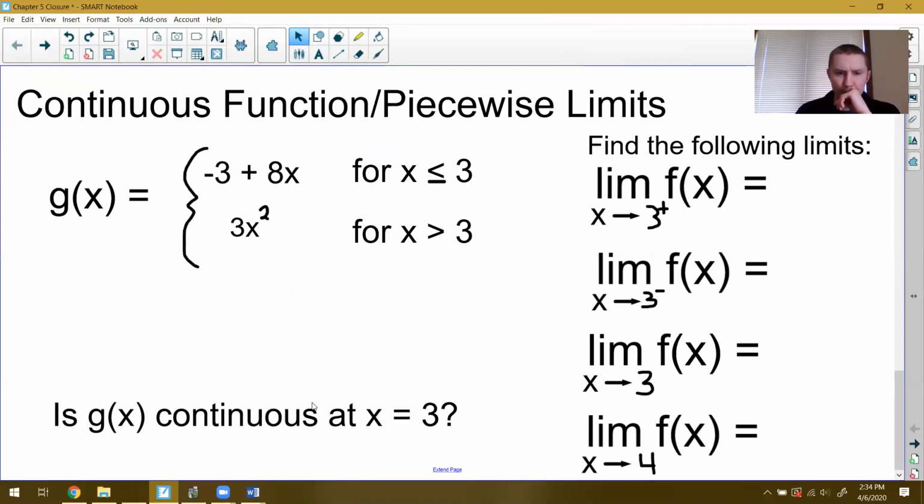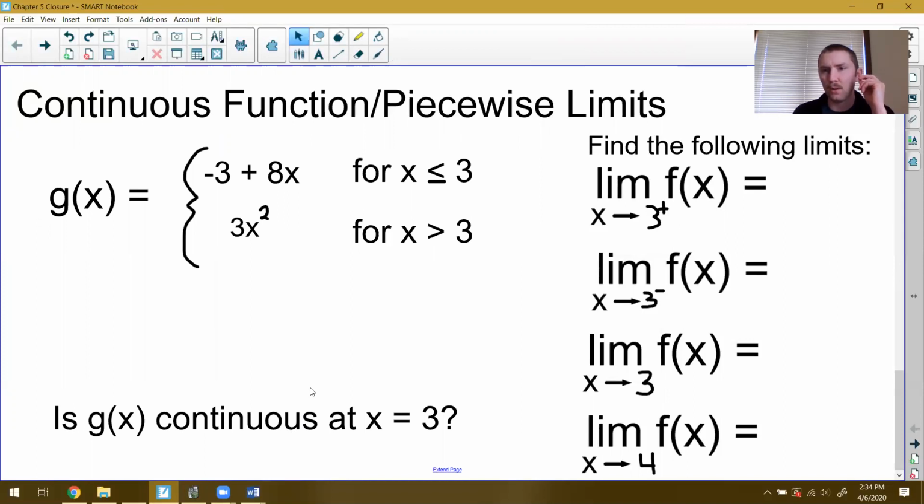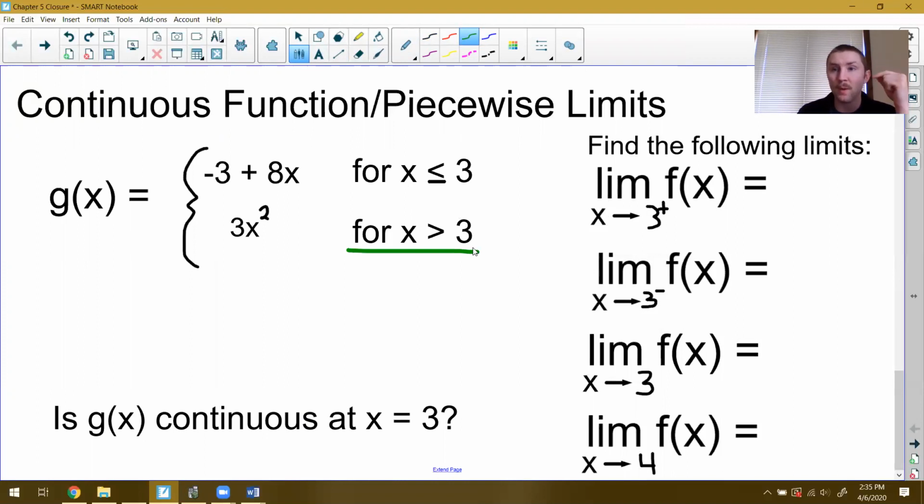Okay, so the first thing that I'm going to try to find is what is the limit of this function as x approaches 3 from above. So from more than 3, from higher than 3. That's what the little plus sign tells me. So what I should realize is when I look from above at this function, I'm looking at this piece right here. Because this says for x bigger than 3, right? So when x is bigger than 3, I'm going to be using this piece of my function rule to get all of my points. So as I approach 3 from above, I'm going to be following this graph, 3x squared.